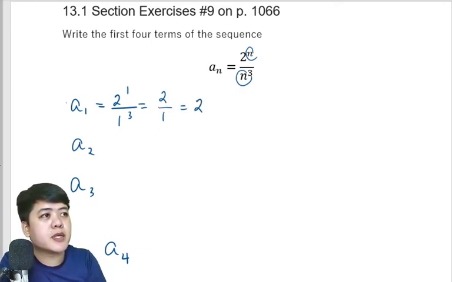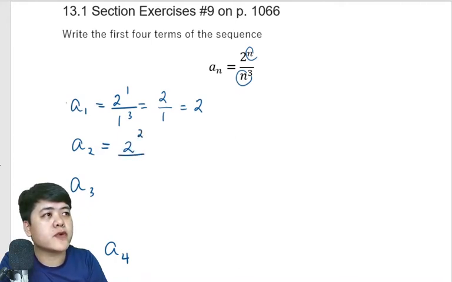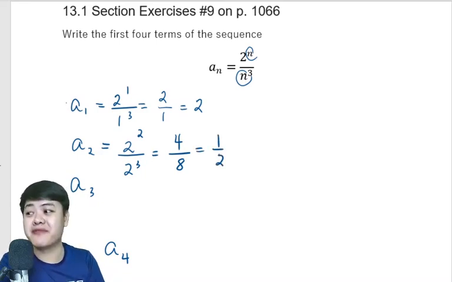Second term. You have to substitute 2 to n. So, we have a sub 2 equals 2 squared over 2 cubed. 2 squared is 2 times 2, so that's 4. 2 cubed is 2 times 2 times 2, which is 8. And 4 over 8, that's 1/2.